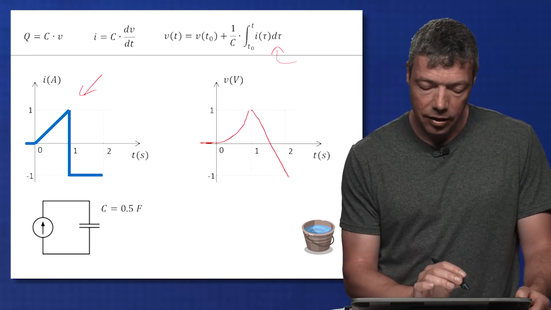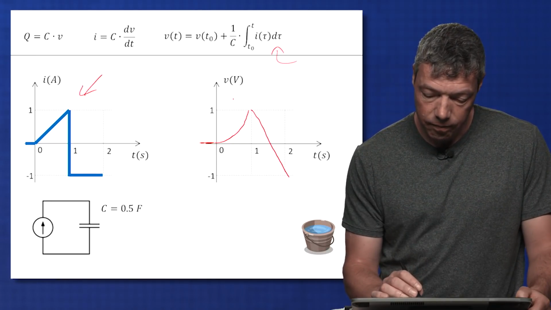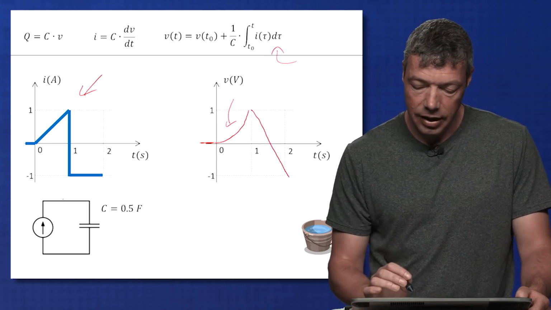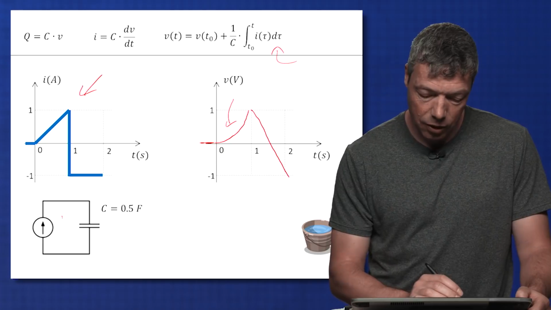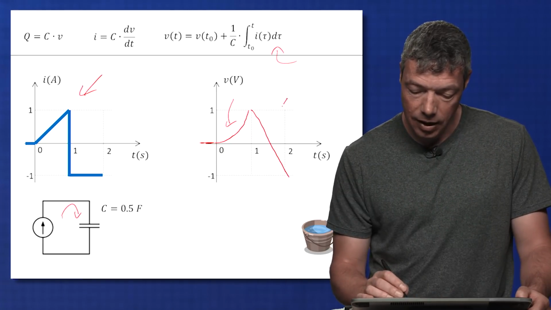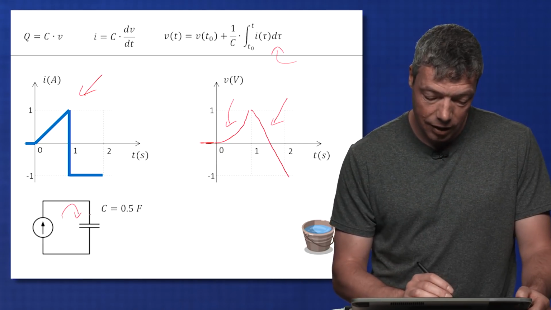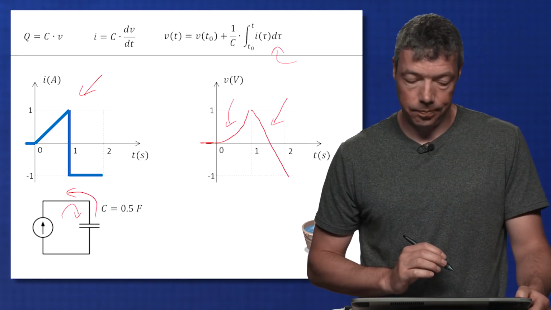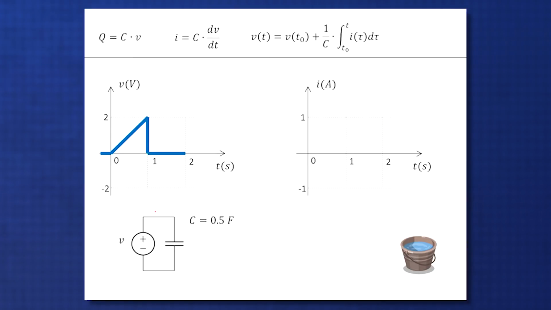So what is happening is, here I'm charging the capacitor, I'm putting charges on there, and then the current goes negative, then I'm taking charges away. This is called discharging the capacitor. Okay, let's look at another example.